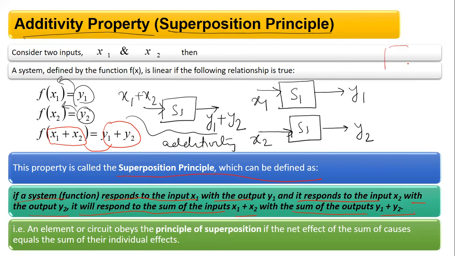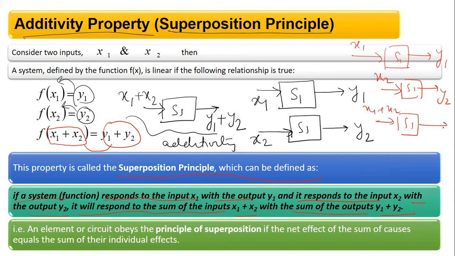If you have a system, if you apply certain input x1 to it, it will give you some output y1. If you apply some x2 input to the same system, it shall give you y2 output. And when you apply the sum of these two inputs to the system, it shall give you the sum of the same outputs.